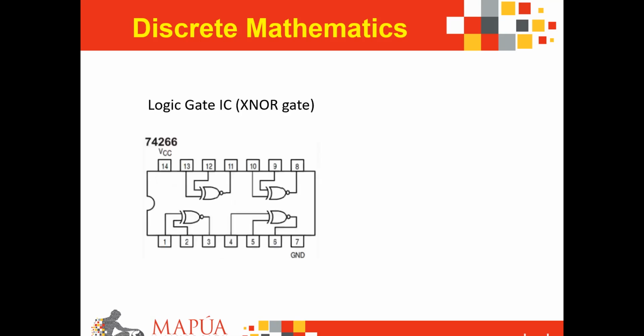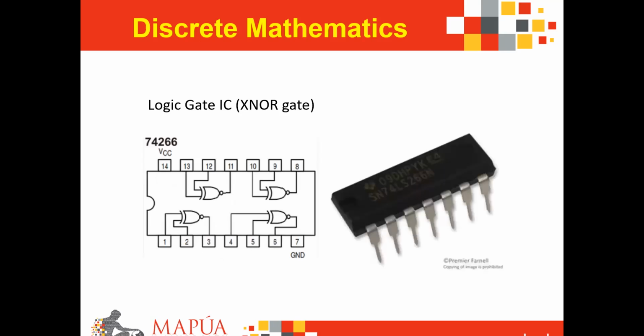And then you have the XNOR gate, which is the 74266, given with this pin configuration, and appears to be like this. So much like the previous ICs, pins 1 and 2 are dedicated for the inputs of your first XNOR gate, while pin 3 is the output for your first XNOR gate.